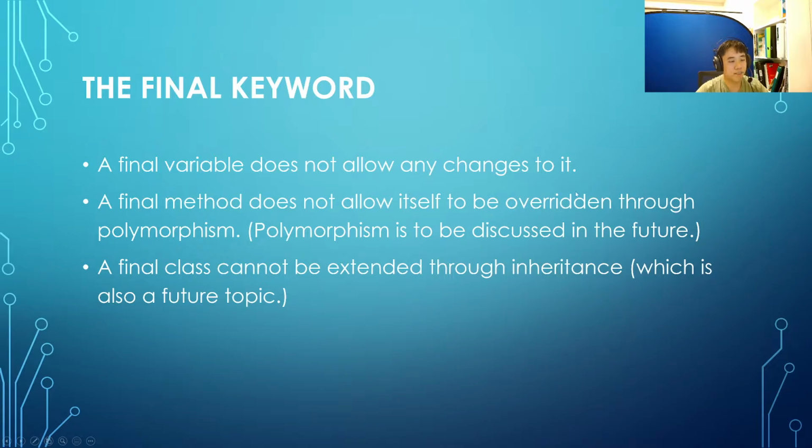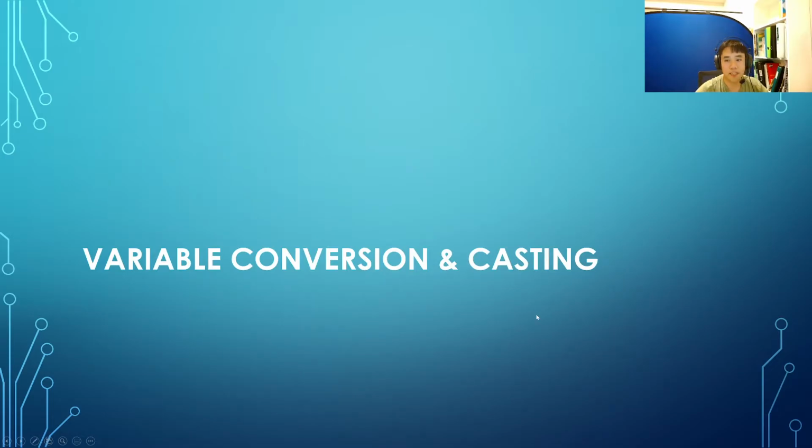Like you can override a method by maybe having that original method be virtual or abstract. That is a polymorphism thing again. Now, finally, a final class cannot be extended through inheritance. That is a future topic, and you're going to learn a bit of that once the first midterm is done. So on inheritance, very important, but if you make the class final, it just doesn't allow itself to be extended. Okay, any questions here?